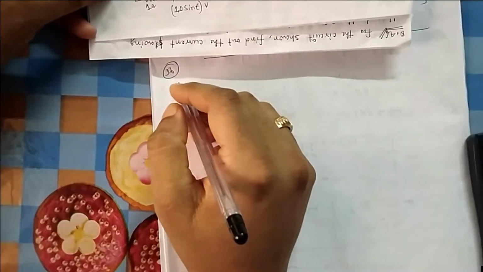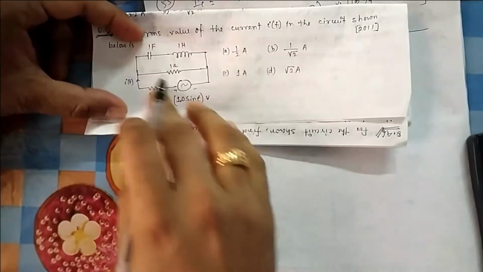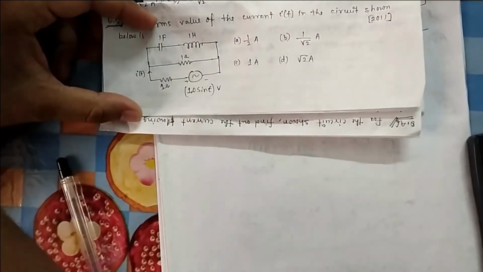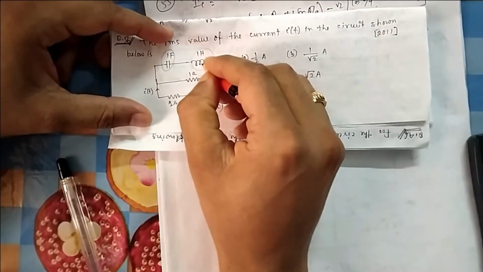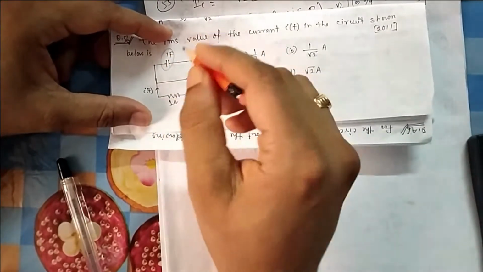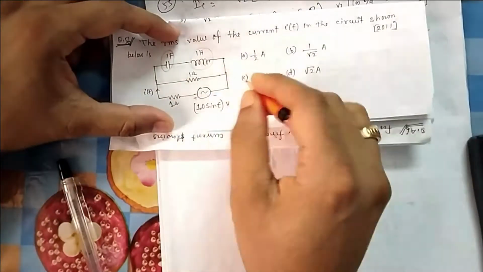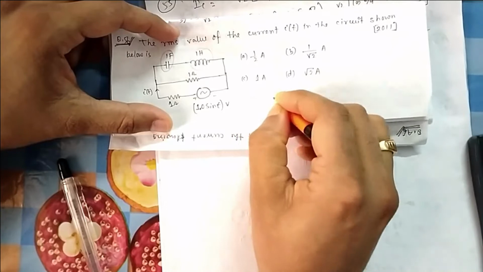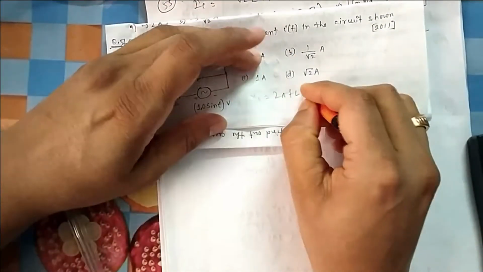Question number 56: the RMS value of the current I(t) in the circuit shown below. For calculating this, we need to convert this L into XL and this L into XL, and this C into XC to find the equivalent reactance. Then we can apply KVL, KCL. For that we need XL, which is 2 pi FL or omega L. So we need omega or frequency.